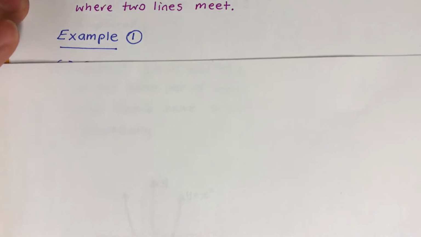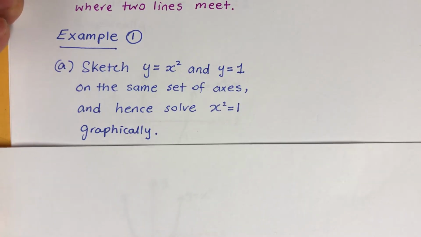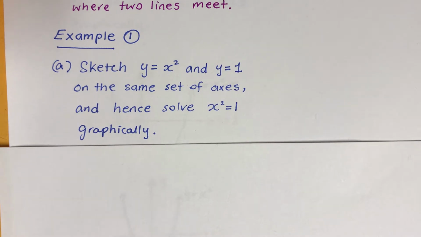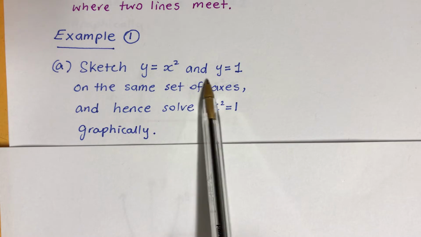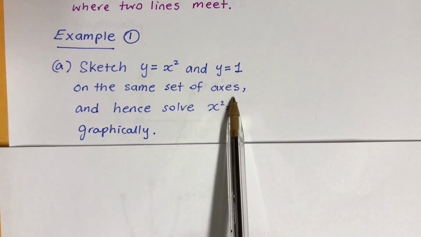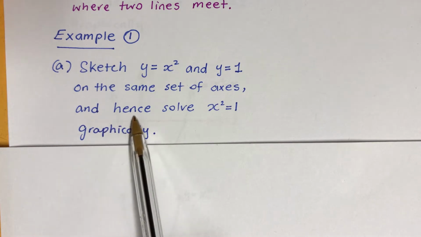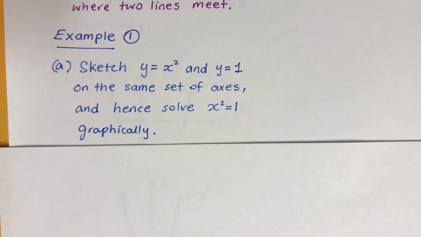I'm going to push this up. Okay. First question, sketch y equals x squared and y equals 1 on the same set of axes, number plane, and hence solve x squared equals 1 graphically.